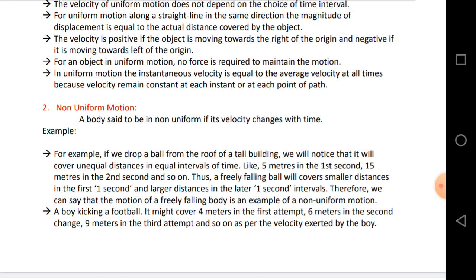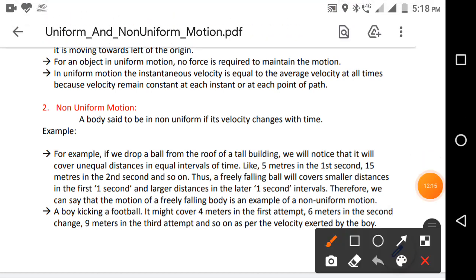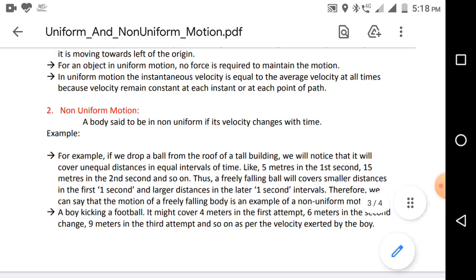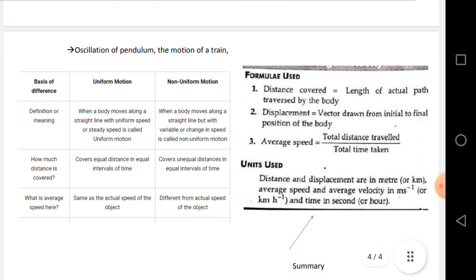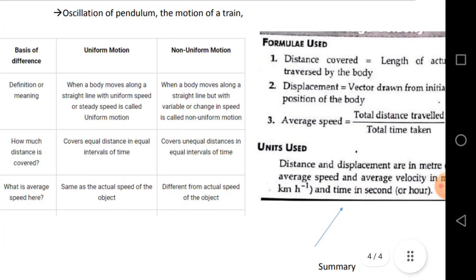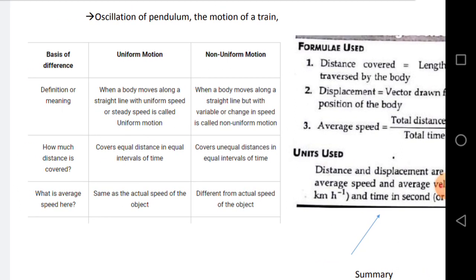And see, at every interval the boy is kicking the ball, so he is giving some force to the ball to move. As we have discussed in the properties, whenever a body is following uniform motion, no force is required to maintain that motion. So this is not uniform motion, this is non-uniform motion. So this is all about uniform motion and non-uniform motion. Okay, so oscillation of a pendulum is also a non-uniform motion example.